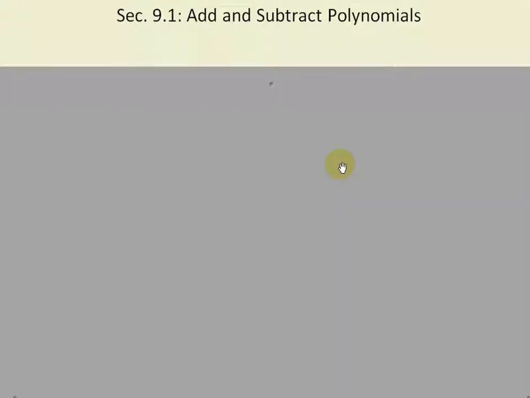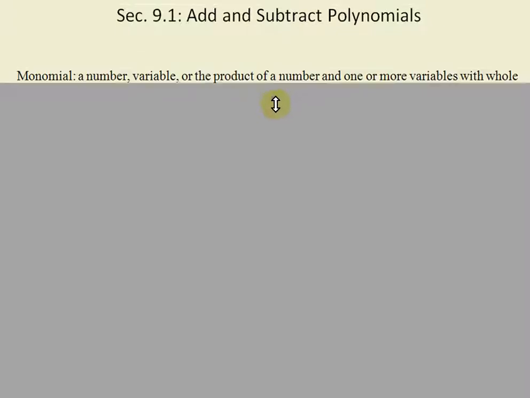In Chapter 9, we're going to be looking at polynomials. And we've seen these before, but now we're going to look specifically at rules of working with polynomials in terms of how we perform operations with them, and towards the end of the chapter, how we factor polynomials.